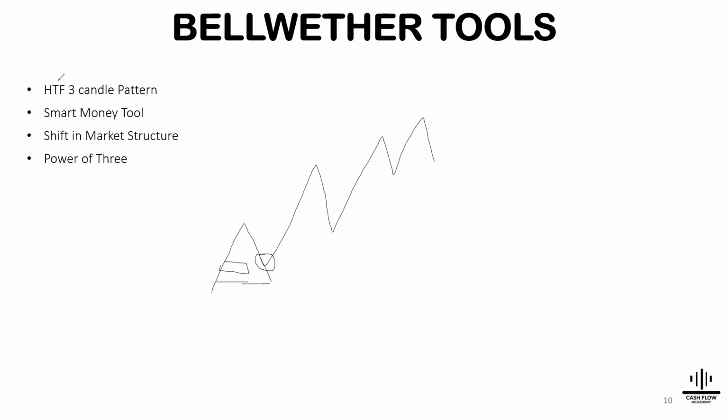To know this, I've been able to put together these tools. The first is a three candle pattern, and it has to be in the higher time frame. Second, the smart money tool. The third is shift in market structure, which I'm sure we are all aware of, and then the power of three. The power of three deals with more of the entries. In case you don't understand what I mean, I'm going to explain it further in the next slide.